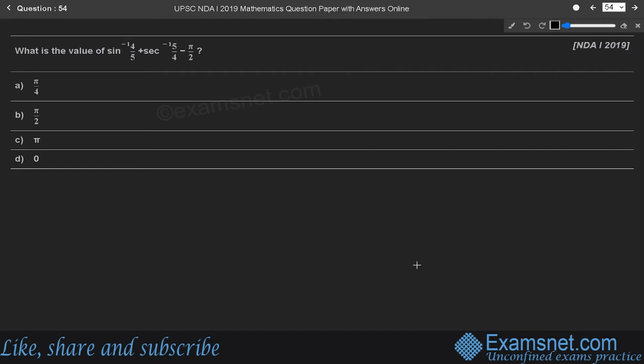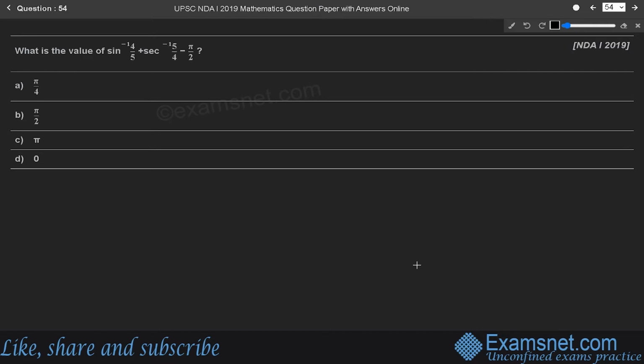Next question is, what is the value of sine inverse 4 by 5 plus sec inverse 5 by 4 minus pi by 2? This is a question from trigonometric expressions, and we have to find the value for the given expression.